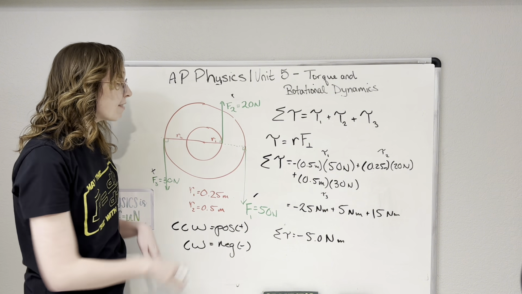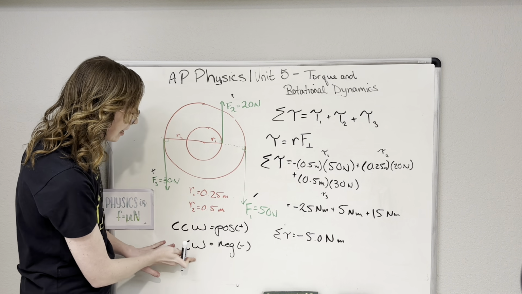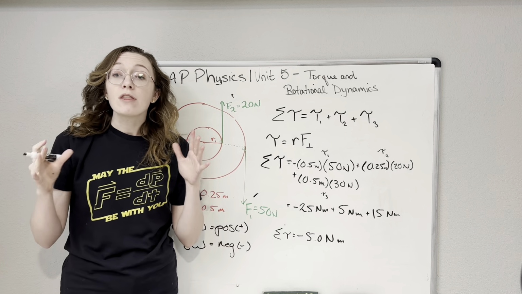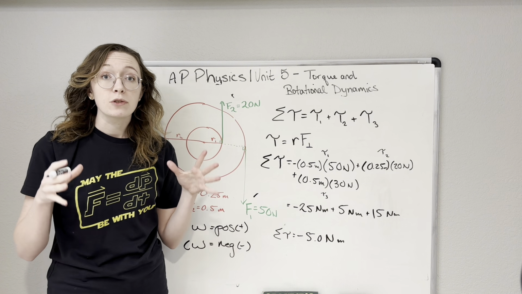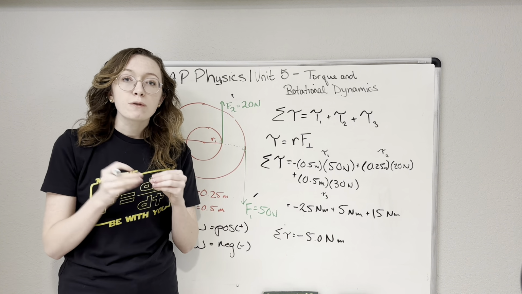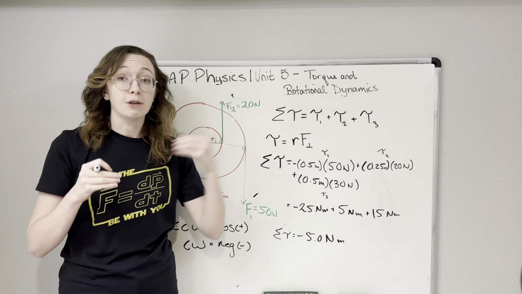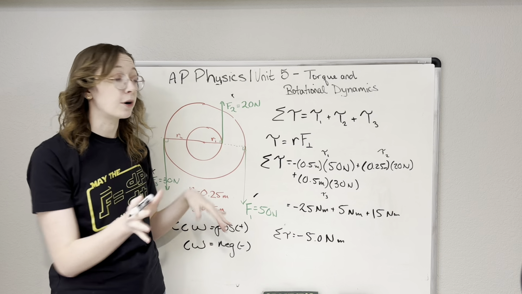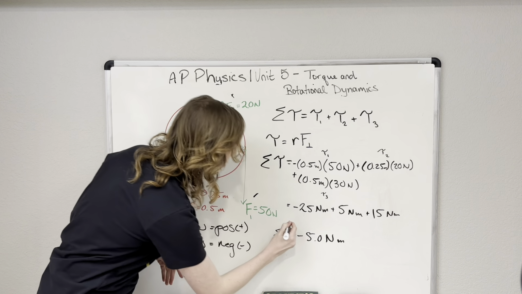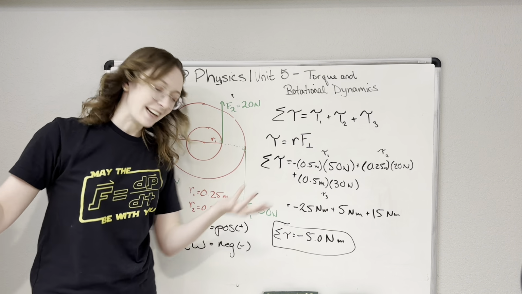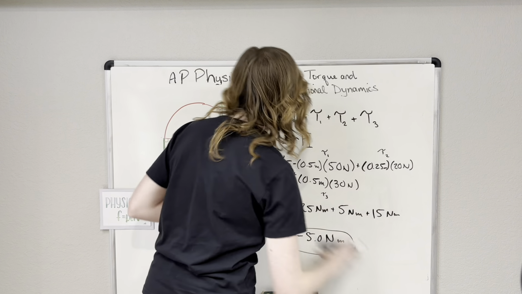Goodness gracious. We have a net torque that is pulling in the negative direction. So even though we have equal magnitudes of force pulling in both counterclockwise and clockwise directions, because those forces are acting on our flywheel at different radiuses, they have different net torques that they're exerting on our system, our little flywheel here. So that is our first little practice problem there, and we have made it all through. Great job, guys. Let's go on to the next one.